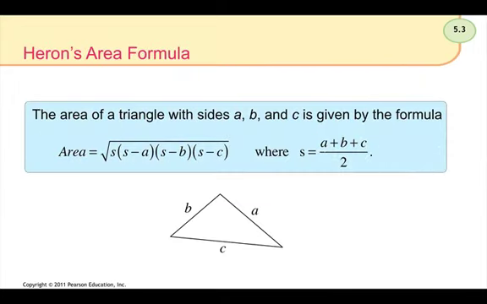Here's the next formula, which is called Heron's formula. This formula can be applied whenever you're given or you know the three sides in the triangle, and you just follow what this formula says. The square root of s, where s is the sum of all three sides divided by 2, and then you multiply that by s minus side A, times s minus side B, and so forth. So let's go to the next slide and apply this formula.